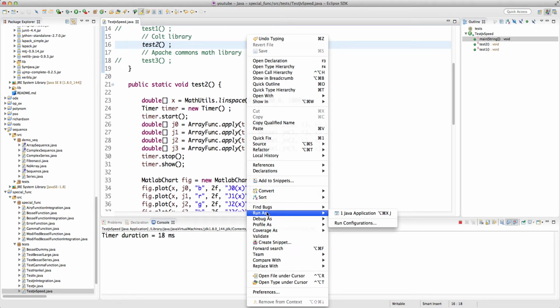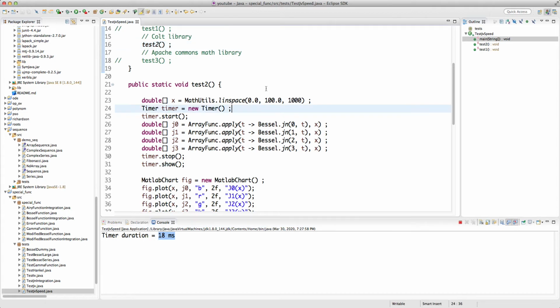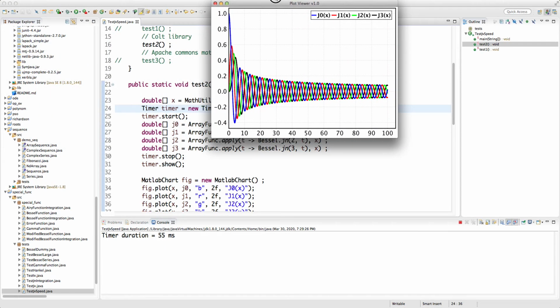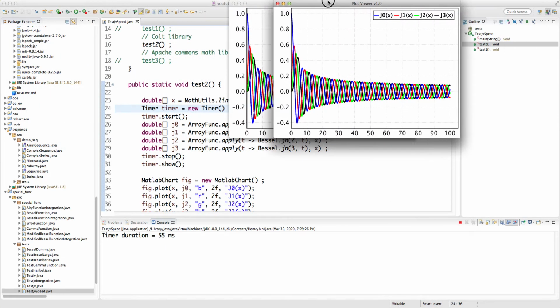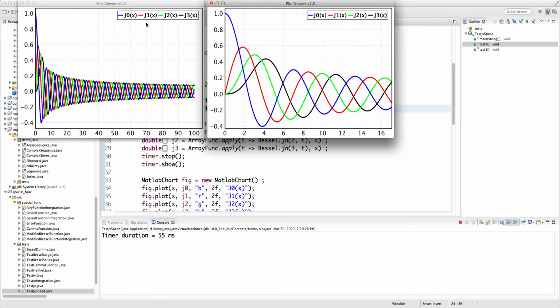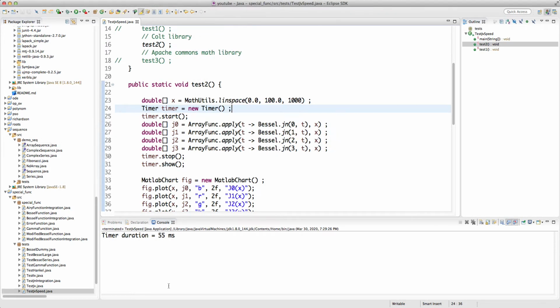So let's run this. My implementation was 18 milliseconds. Let's see how fast this takes. 55 milliseconds. Again, the plots are pretty much the same, right? But the time from 18 to 55 is a factor of 3-4 difference.